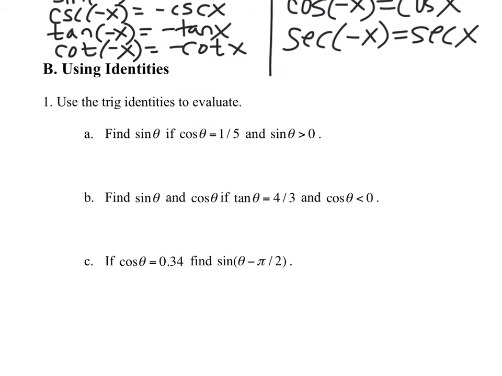Find sine of theta if cosine of theta is 1/5 and sine is positive. So sine and cosine are both positive, which means I'm in quadrant 1. Here's my theta. It's just a right triangle trig. I can set this up as cosine is adjacent over hypotenuse, which would make sine.